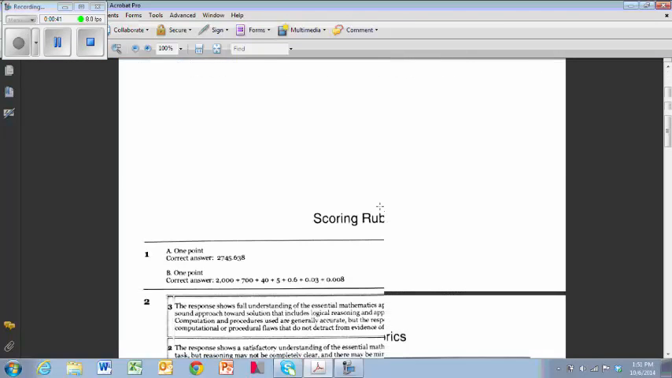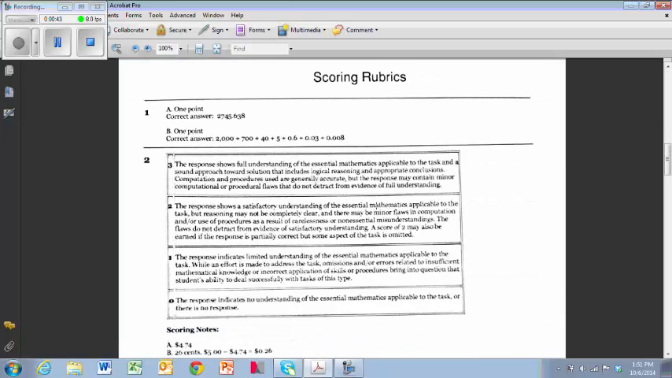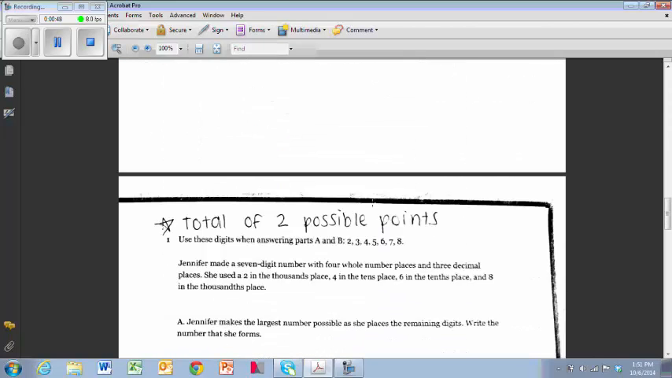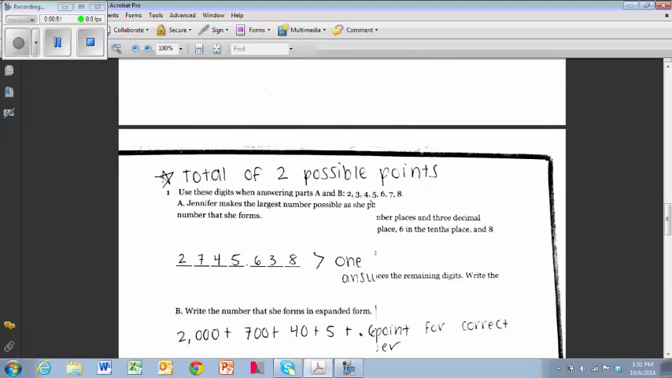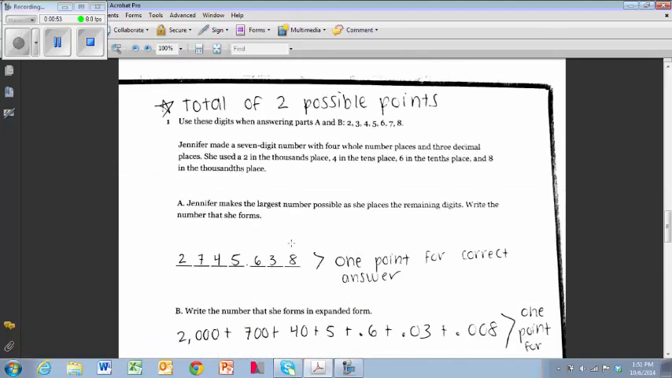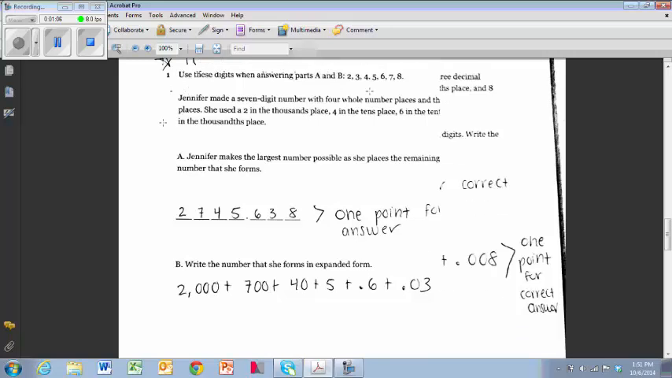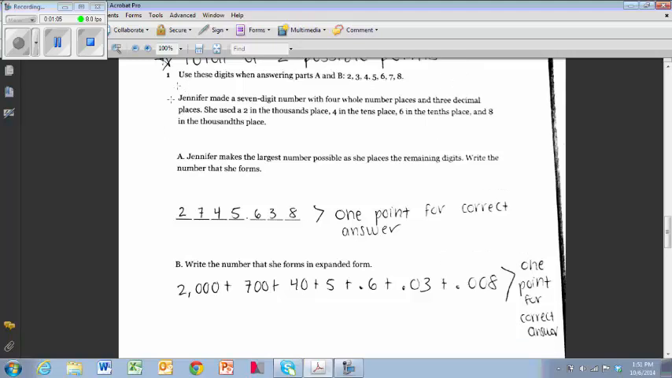As you scroll down, you will find a scoring rubric attached. And then if you keep going down, you will find the exemplar response. For question number 1, it is worth up to 2 points. So the first question asks scholars to create the largest number possible from a set of digits after placing the following digits in the right place as outlined up here.